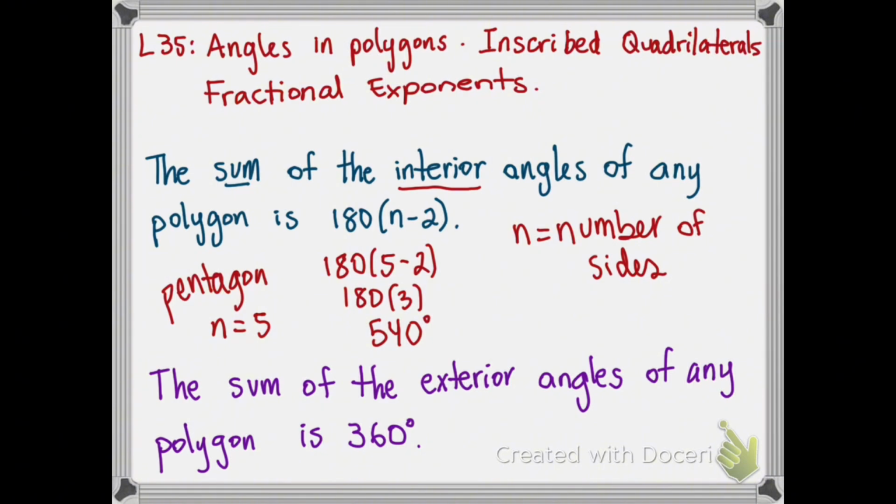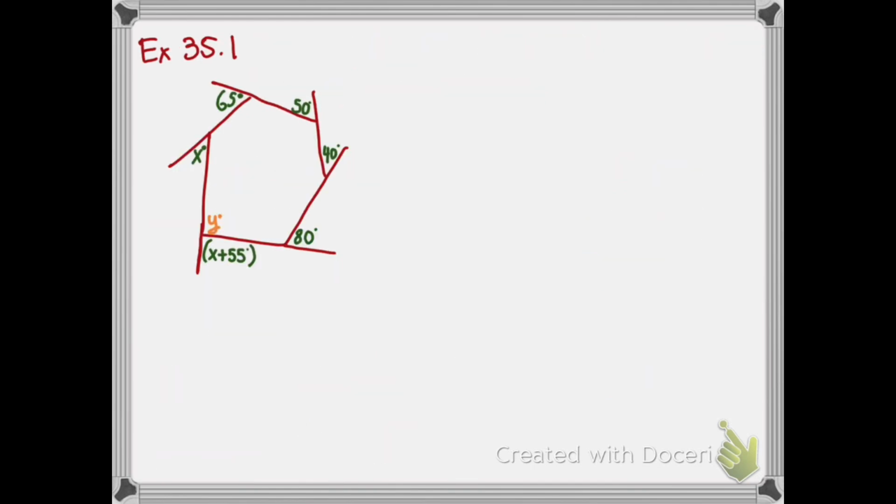Now, the sum of the exterior angles of any polygon is 360. Always. There's no formula. It's just 360. So a pentagon has a sum of exterior angles that is 360. A heptagon, a decagon. The sum of the exterior angles of any polygon is always going to be 360. So that's very easy. So memorize this formula and the fact that it's 360. And that's it. Now in example 35.1, we have to apply what we just learned.